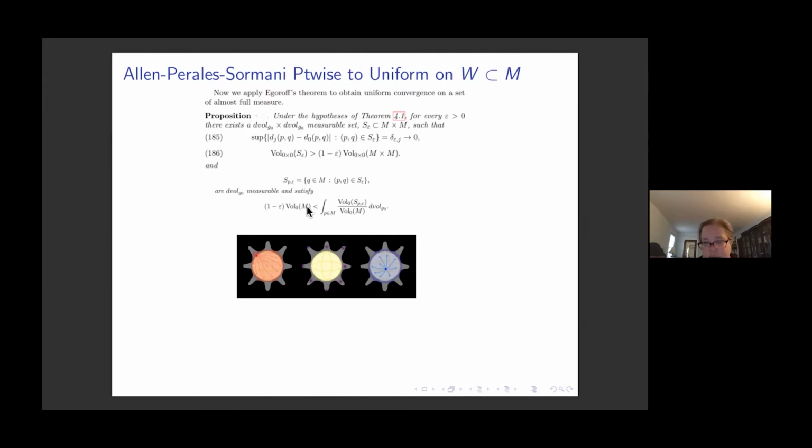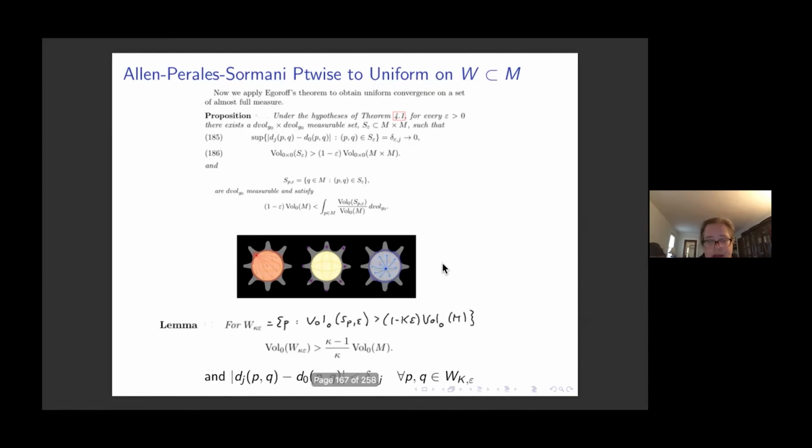1 minus epsilon of the volume_0 of M is less than this integral of the volumes of the S_P epsilons over the volume of M. So integrating over all P's, we have a large volume for these S_P epsilons. If you're in S_P epsilon, your distance PQ is controlled for P. We now need to find a W where distance PQ is controlled for all P's and Q's in W. To do that, we take our W to be the collection of all P's where the volume_0 of S_P epsilon is big. So this won't include any of the P's that are inside the wells, but it will include P's that have a nice huge volume for their S_P epsilons.